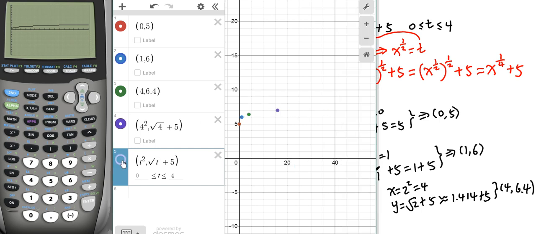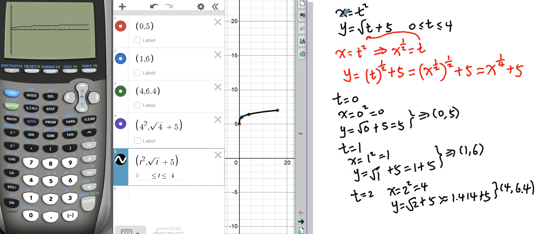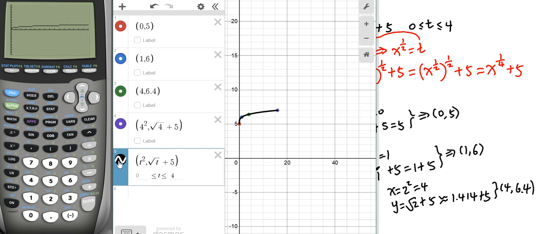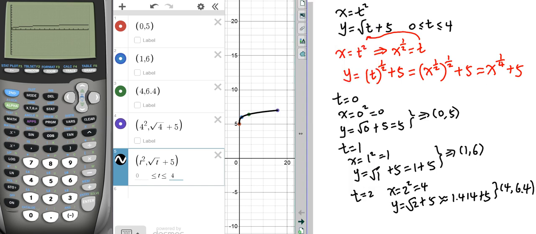By decimal, you can also input the equation in this way. X is t squared, so the first coordinate is t squared. And the y coordinate is radical t plus 5, so you input that over there. You get the graph easily. Here you need to restrict the t value from 0 to 4. That would be our third option.